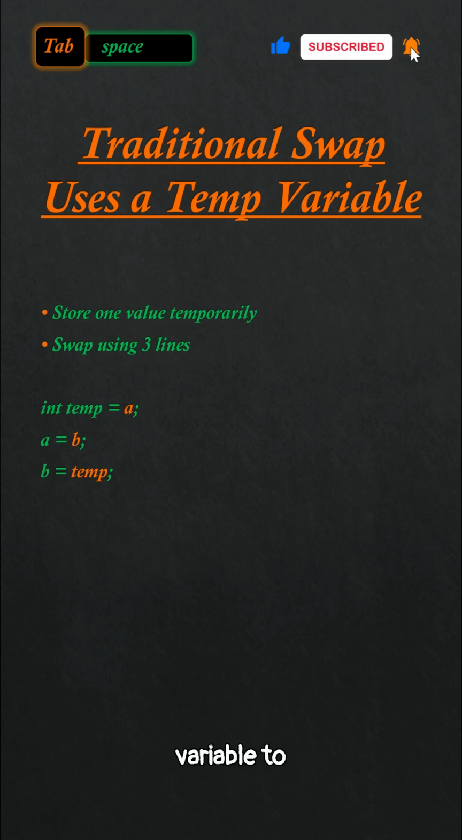Usually we use a temporary variable to store one value while we swap the two. In this example, we will store the value of a in a temporary variable, then assign the value of b to a, and finally assign the value of the temporary variable to b. This method uses 3 lines of code and an extra memory location for the temporary variable.